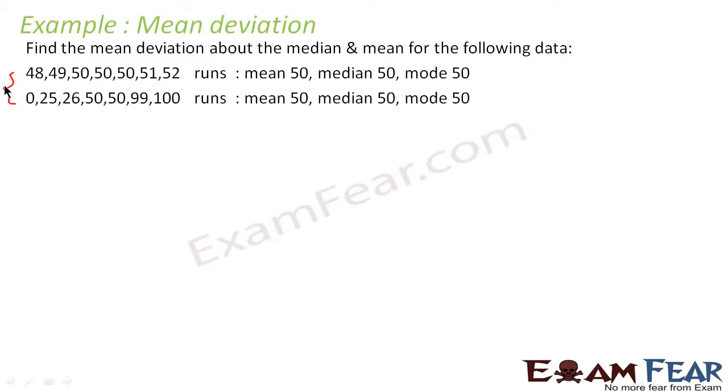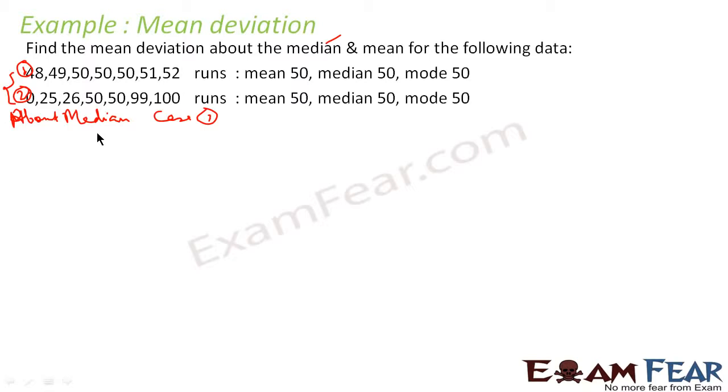Now let me find. In case 1, we first find the mean deviation about median. Here the answer will be the same because mean and median are the same. So let's suppose we have to find the mean deviation about median. I'll write about median. This is case 1 and this is case 2. So let me assume case 1, that is, mean deviation about median for case 1.